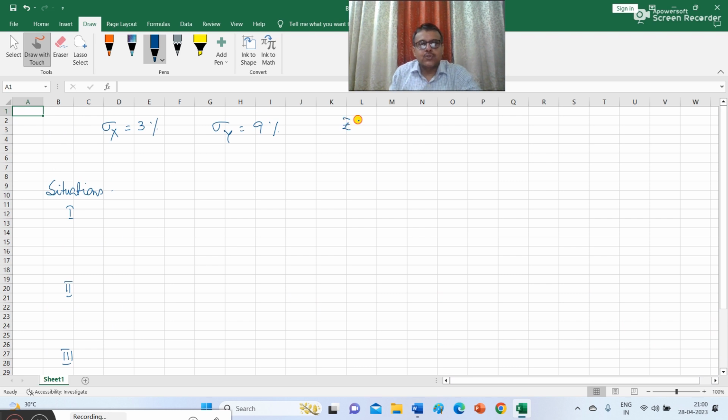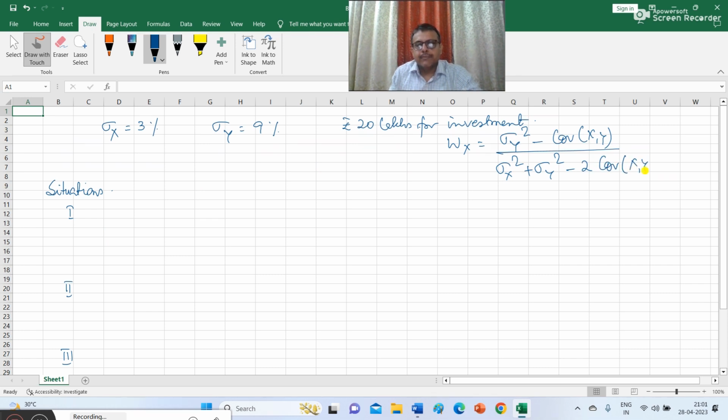And you have rupees 20 lakh for investment. So how much you need to invest in security X and security Y so that the overall risk is minimized. So 20 lakh is available for investment. WX is calculated by the formula sigma Y square minus cov of XY divided by sigma X square plus sigma Y square minus 2 cov XY.